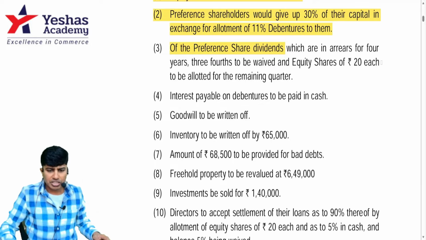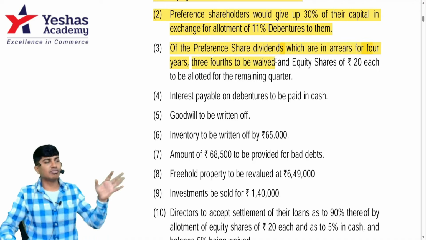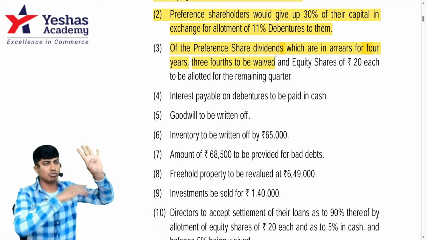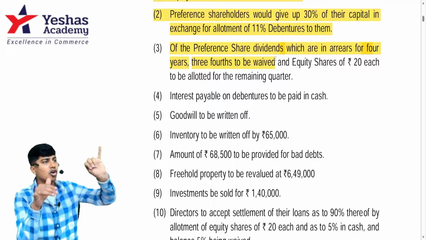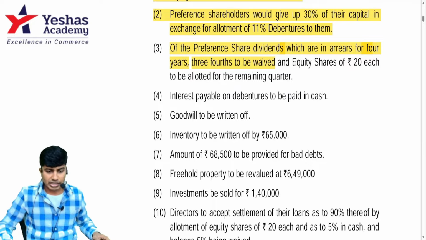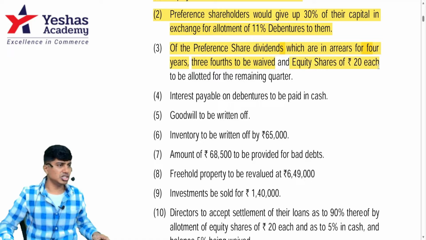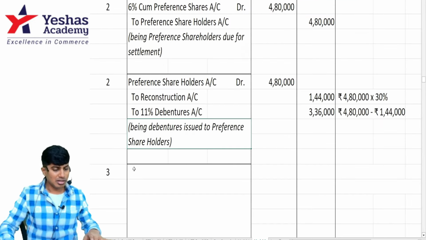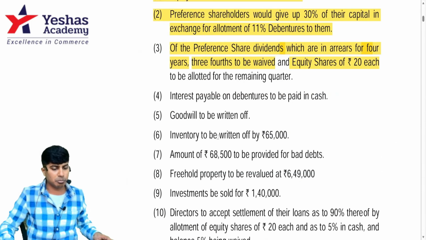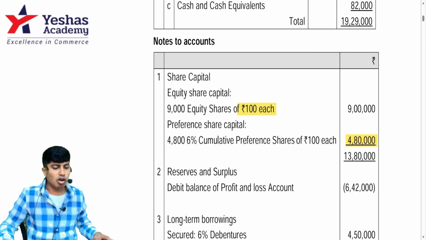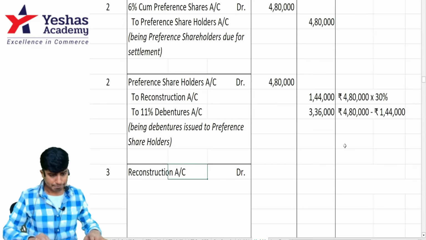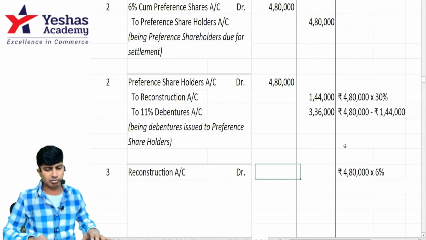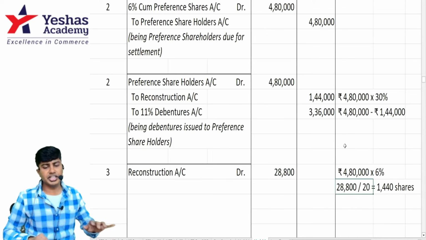What are we doing? Which are in arrears for 4 years. How much is arrears? 4 years is arrears. How much are we paying? 3/4 is waived off. Basically, out of 4 years, 3 years worth of arrears of preference dividend is waived off. How much is paid? 1 year. 1 year is paid at rupees 20 each by equity shares of rupees 20 each. Tell me how much is the money that I'm supposed to pay them as arrears of preference dividend outside the balance sheet liability? 6% of 4 lakh 80, 28,800. This is settled by issue of equity shares of rupees 20.